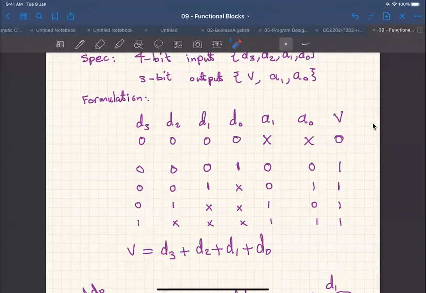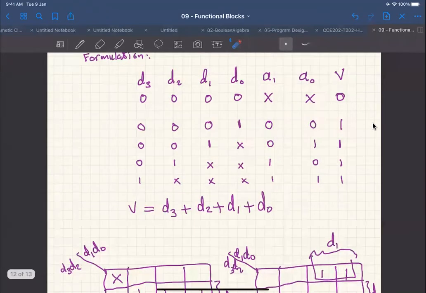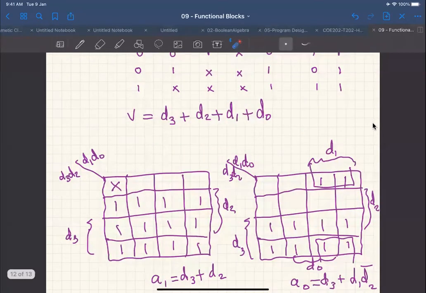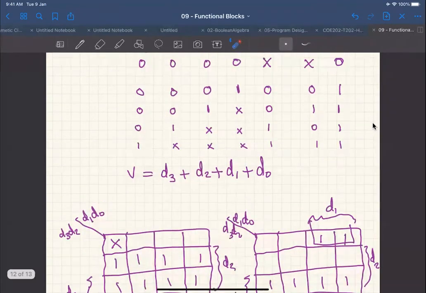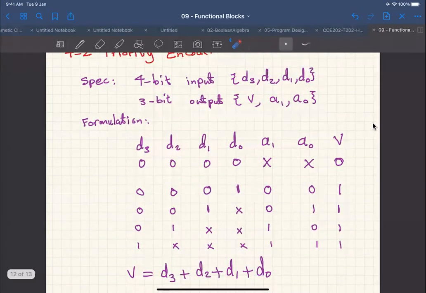You get it, Hassan? Yes. Okay. Any question about this? No? Yes, Doctor. Does the priority encoder always give higher priority to the most significant bit?